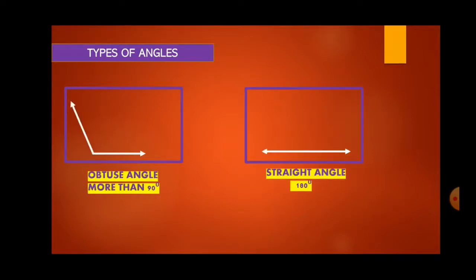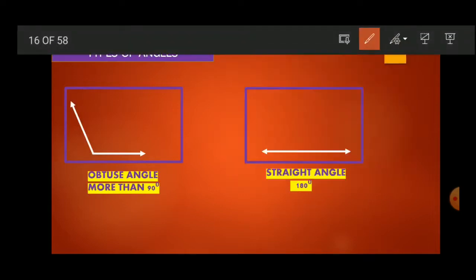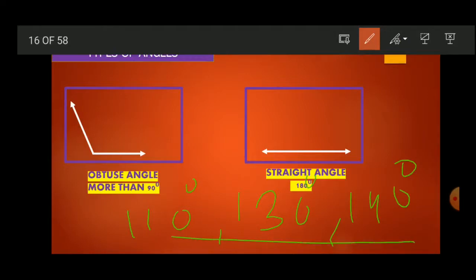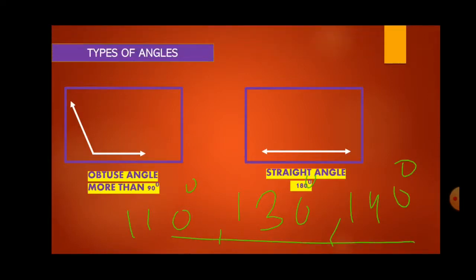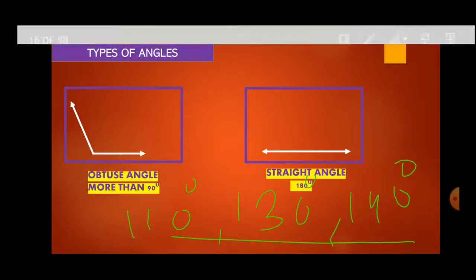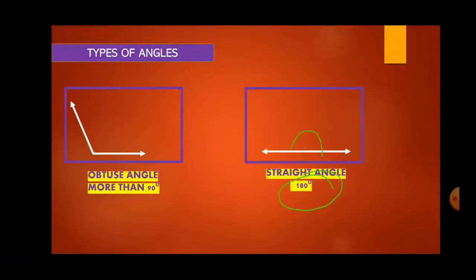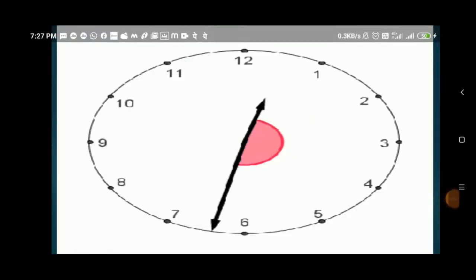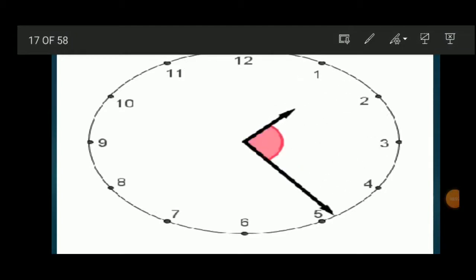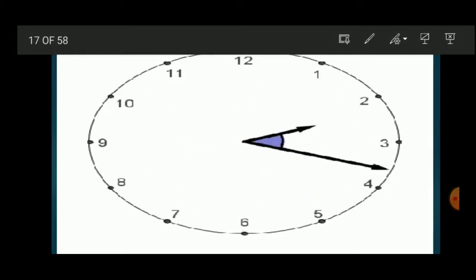Next is obtuse angle. Obtuse angles are the angles which are more than 90 degree. We can say 110, 130, 140. They all are obtuse angles. More than 90 degree but less than 180 degree. The next angle is straight angle. Straight angle is exactly 180 degree. Not more than that, not less than that. Now you can see when the watch shows the time, it actually makes an angle.